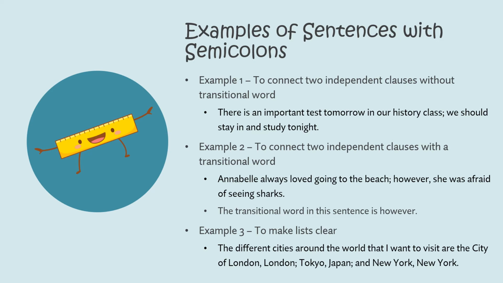The third sentence is an example of how a semicolon is used to make lists clear. The different cities around the world that I want to visit are London, England; Tokyo, Japan; and New York, New York.